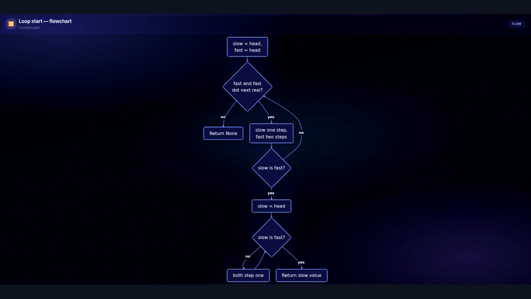Here is the shape. Phase 1 walks slow and fast until they meet, proving a loop. Then reset slow to head and move both one step at a time until they meet again, which is the loop start. If fast reaches nothing, return nothing.